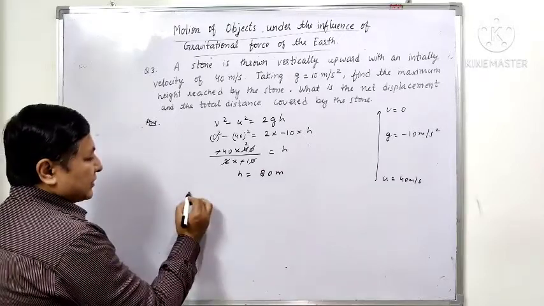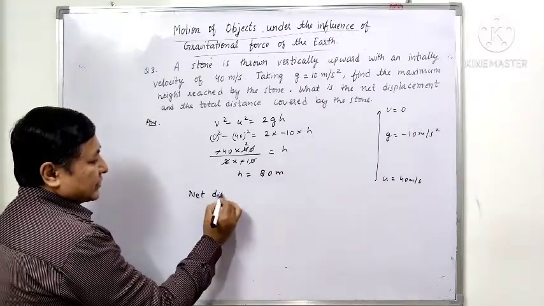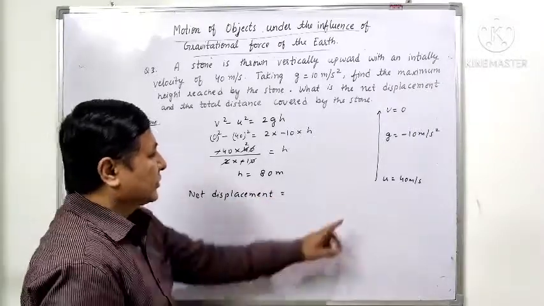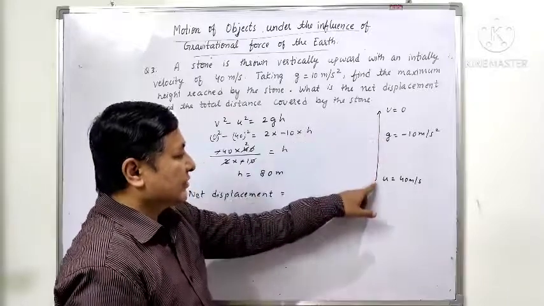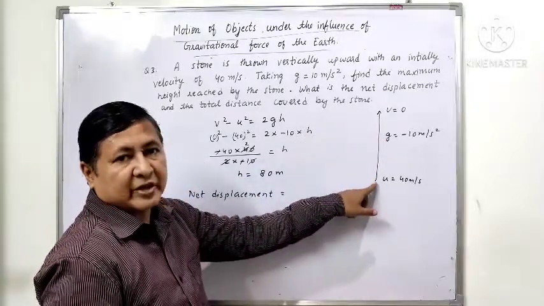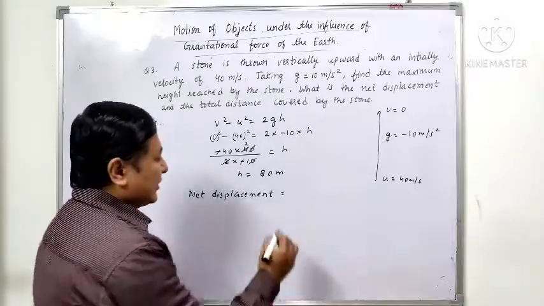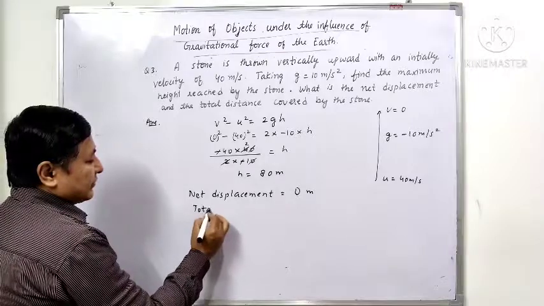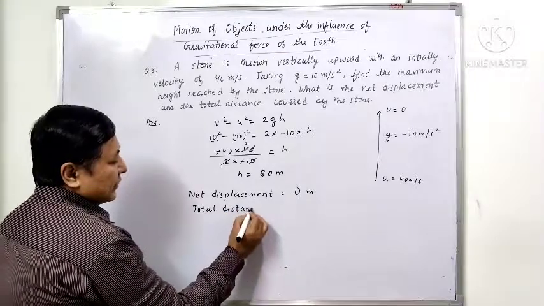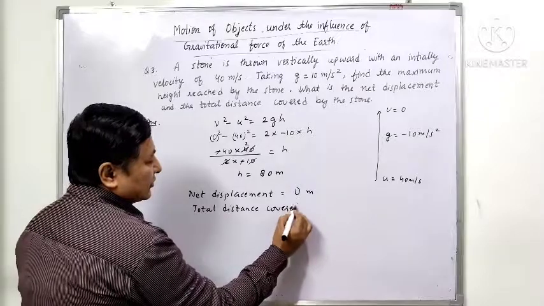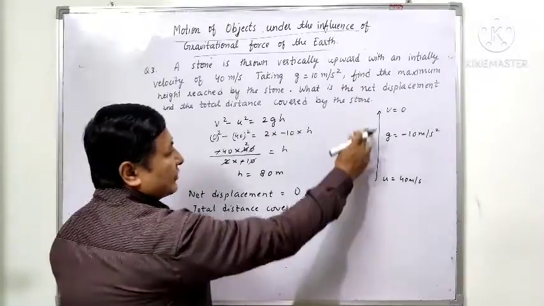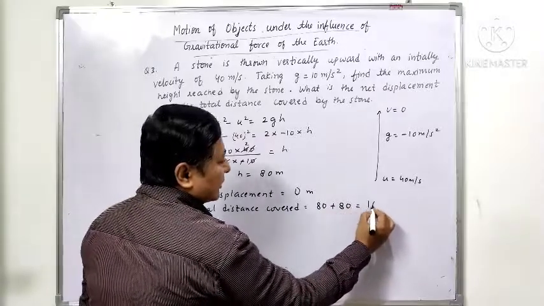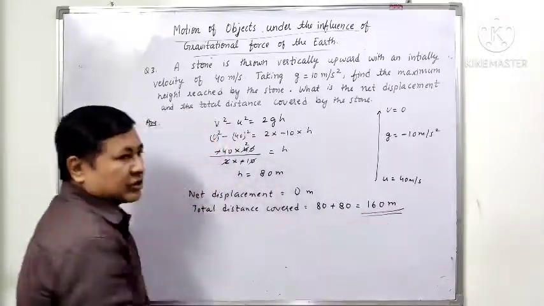And now we have to find the net displacement. Now you can see in this question that when it goes up and comes down, the initial and final point will be the same, so the net displacement will be 0 meter. Now we have to find the total distance covered. It reaches the highest point at a distance of 80 meter and will return 80 meter back. So 80 plus 80, the total distance will be 160 meter.